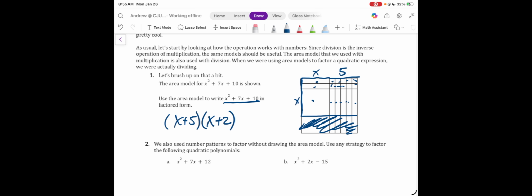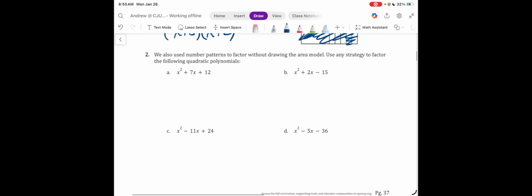So just as a quick little review of what we've done in Integrated 2, factoring these kinds of things, you probably were told that you need to think about two numbers that will multiply to 12 and add to 7. And you just try to guess what those two numbers are going to be. That's a pretty easy one. That's 3 and 4. So this would be X plus 3, X plus 4.